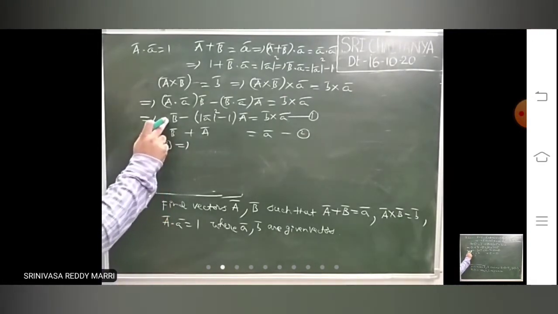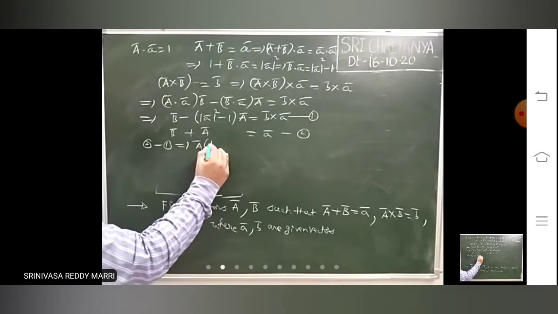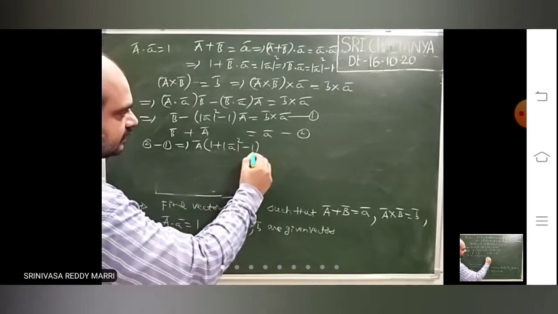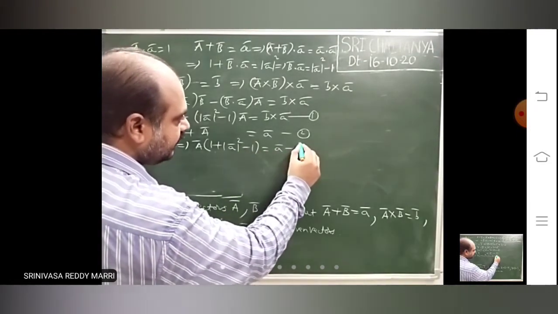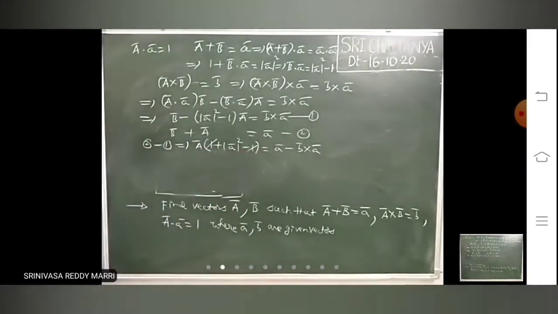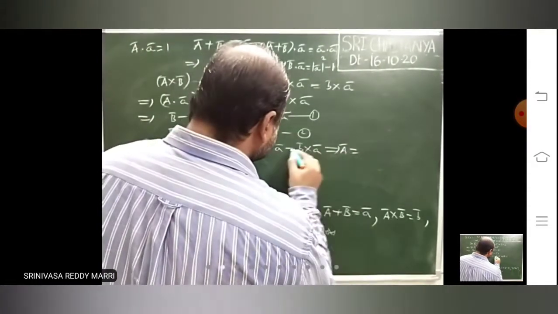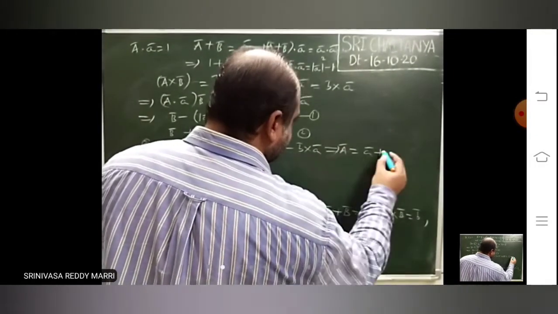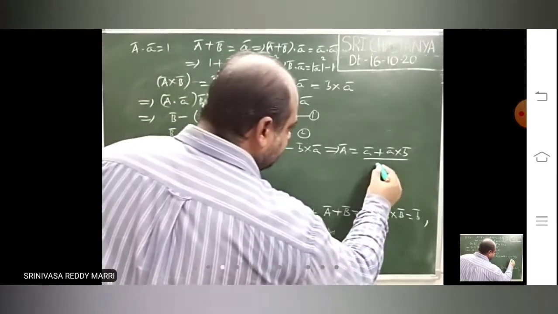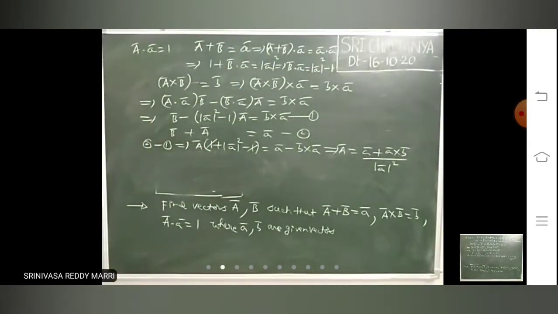Now I am doing 2 minus 1. This will get cancelled. So A bar into what you will get, 1 plus this minus this, equal to A bar minus B bar cross A bar. So 1 1 cancel. You will get A bar equals to A bar plus minus B cross A divided by modulus A bar square.